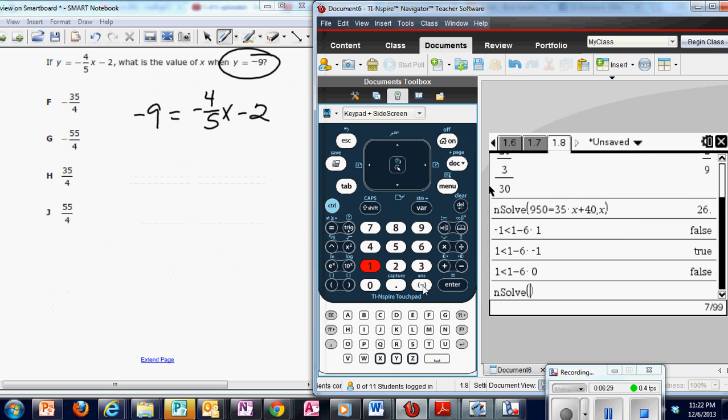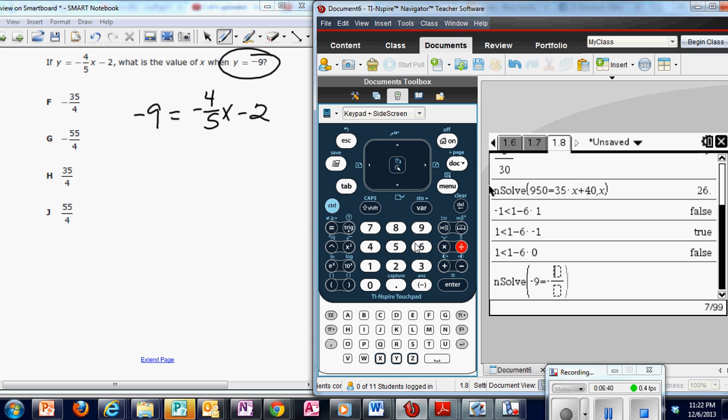Make sure you type negative signs when you have negative and minus signs when you have the operation of subtracting. Big difference when you start swapping those around. Sometimes it's going to give you a completely different answer. It's going to actually do what you tell it to do. Whatever you type, the calculator is going to do. And I'm solving for x, so comma x.